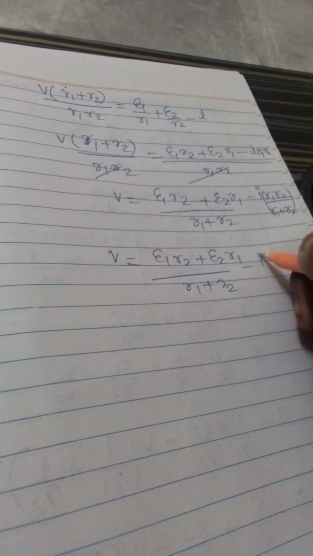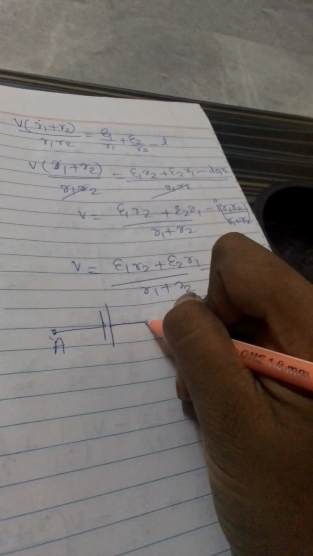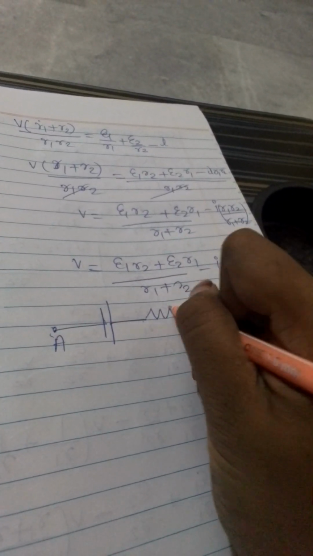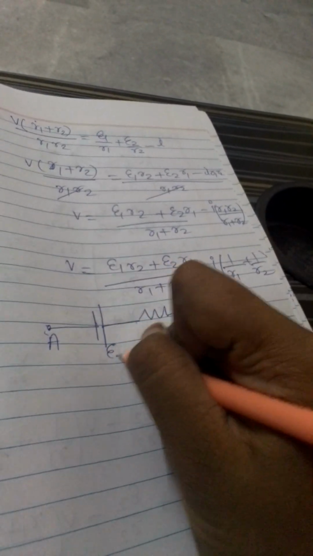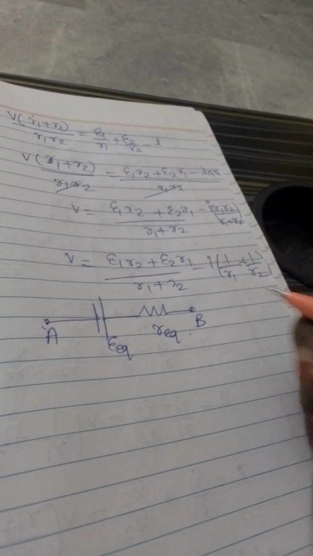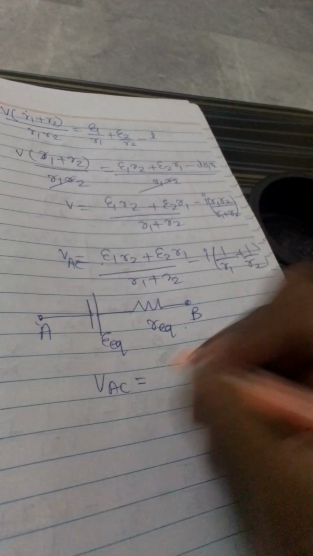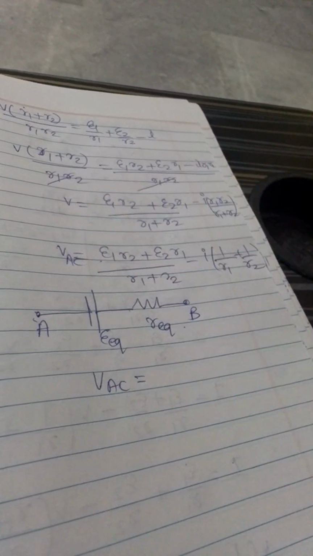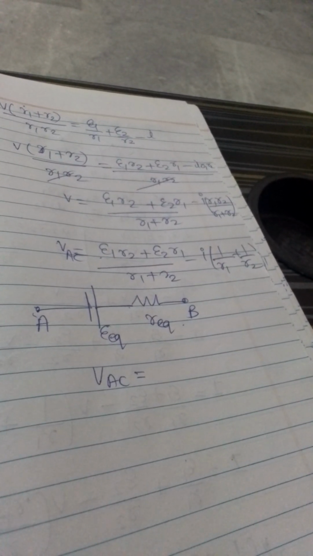Now I can write this as I into 1 by R1 plus 1 by R2. Now we know the voltage, if we draw the equivalent setup in this manner, with this one and resistance, this is B. Now this will be E equivalent and this will be R equivalent, understanding the concept? Now for this, if I have to write VAC, this is also the potential across AC only. So the potential across AC is this. If you observe it very carefully, fine.